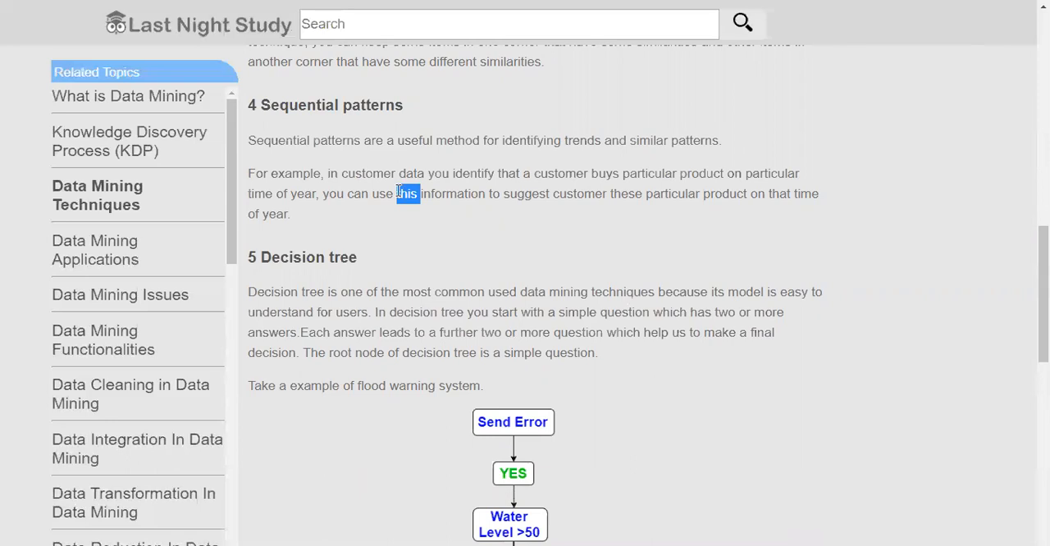So what will happen? All the brand factory people, Amazon, clothings, even Biba brands, all the people who are working with clothings will definitely try to incorporate that design in their store by using sequential patterns. Another example is, if from customer data you identify that a customer buys a particular product at a particular time of the year, you can use this information to suggest to the customer that particular product at that time of the year.